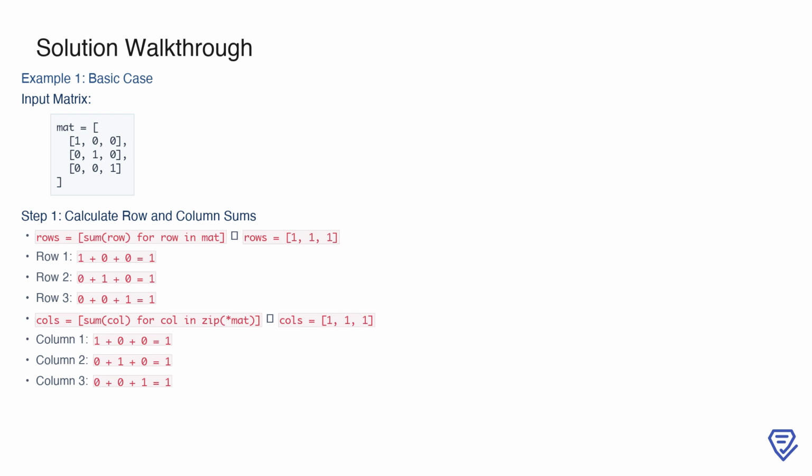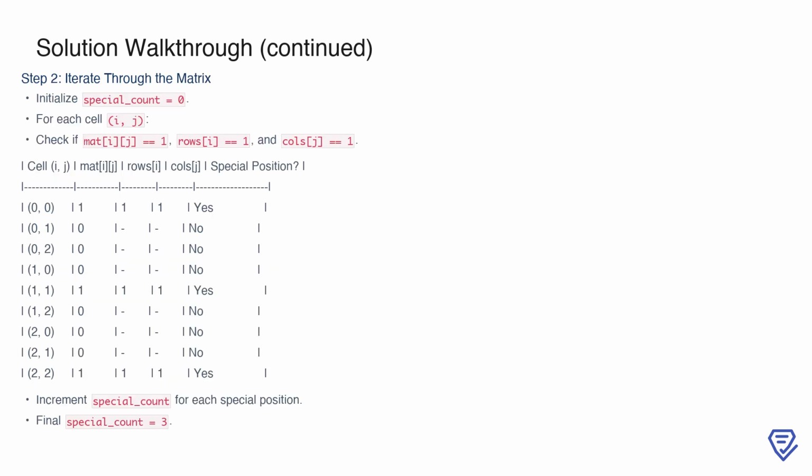Next, we calculate the column sums by summing the elements in each column. For column 1, the sum is 1 plus 0, which equals 1. Columns 2 and 3 yield the same result. Therefore, the column sums are also 1, 1, 1. These sums will help us quickly determine if a position is special by checking whether its row and column both have exactly 1 one. Now that we have the row and column sums, we move to the next step, iterating through the matrix to identify special positions.